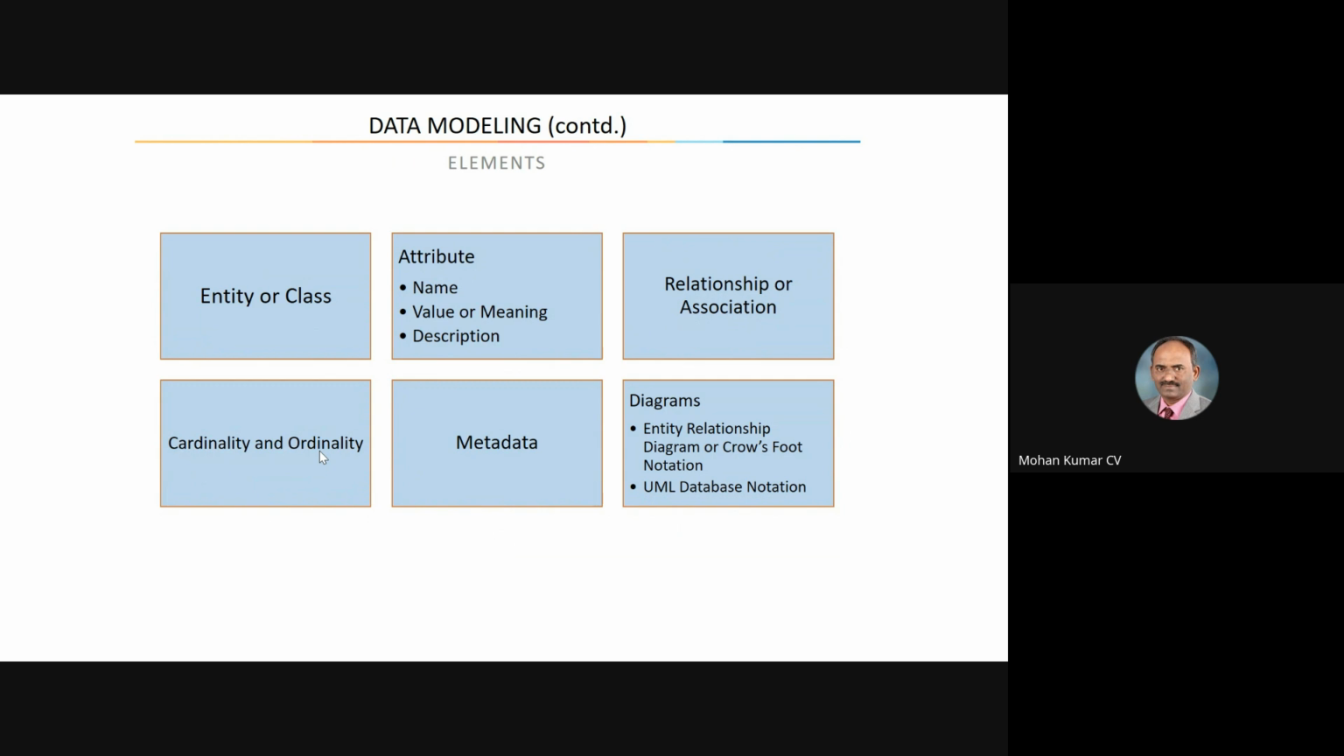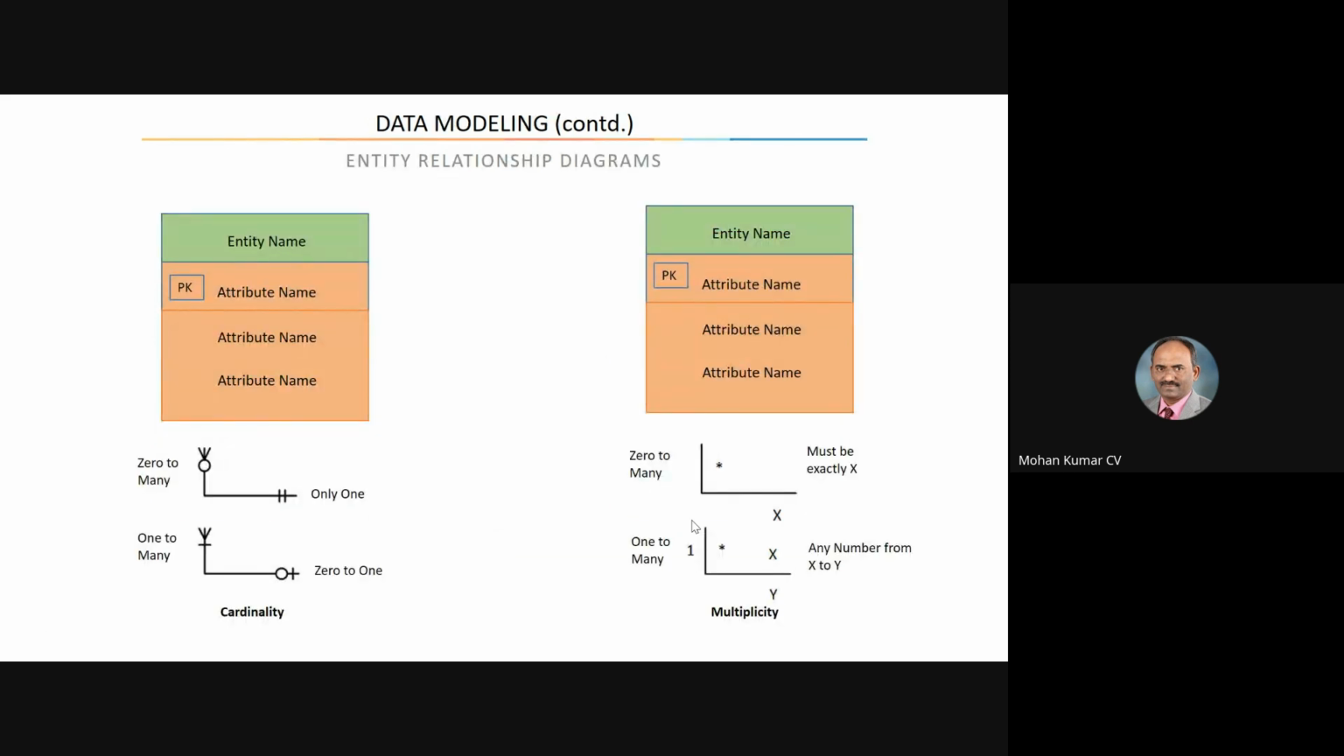Metadata is about databases. For diagrams, you look at the entity relationship diagram or crow's foot notation, and UML diagrams, UML database notation. UML is a way of representing databases. That was very popular earlier, not now. These are all called data modeling diagrams. Entity relationship, I don't want to confuse you with this. I have already explained one to many, many to one, and so on. But anyway, don't confuse yourself with this.